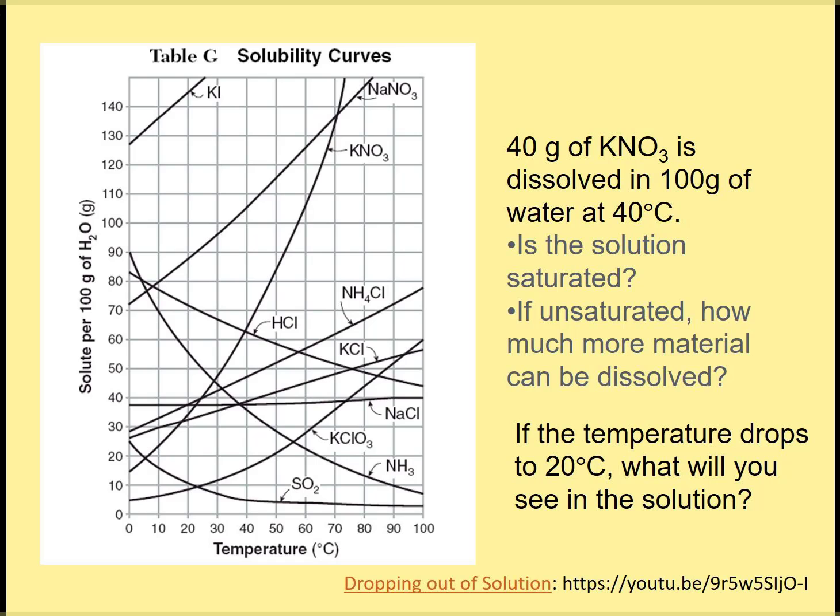40 grams of KNO3, so let's find KNO3. There it is right there. 40 grams of KNO3 is dissolved in 100 grams of water at 40 degrees Celsius. So I'm at 40 and 40. Make sure you pay attention to your X and Y axis, but I am right here on the graph. So let's answer this question. Is the solution saturated? If it's unsaturated, how much more material can be dissolved? And if the temperature drops to 20 degrees Celsius, what will you see in the solution?